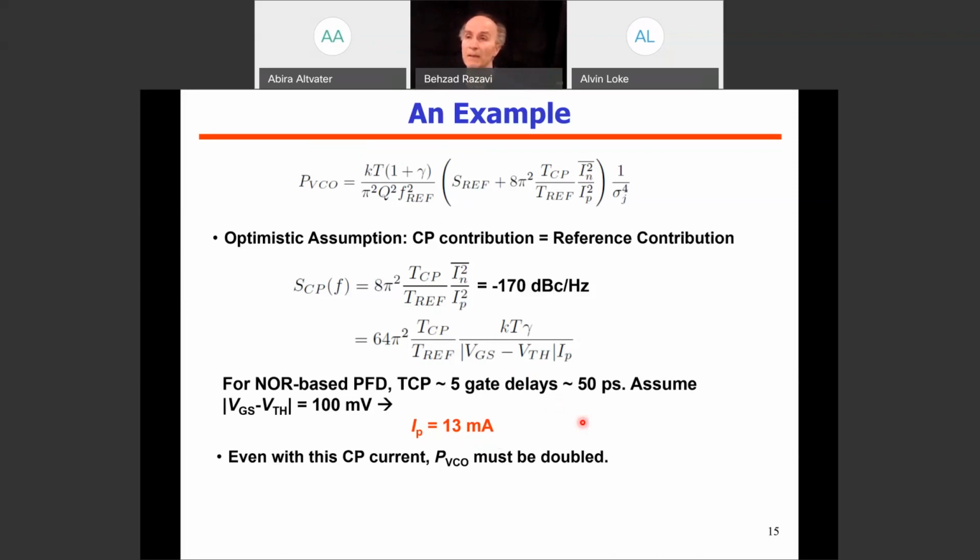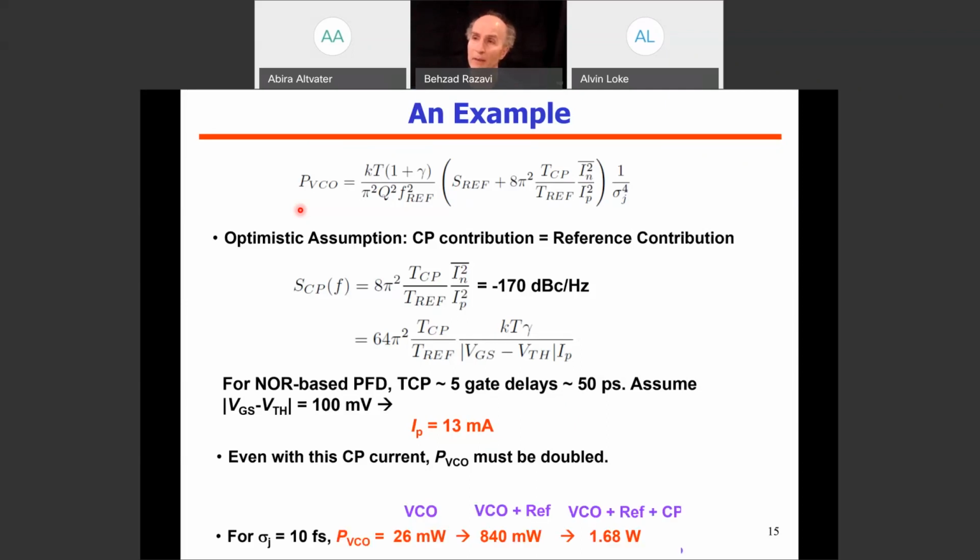And even in this situation, because these two contributions are equal, the necessary power consumption of the VCO still has to double. So all of the numbers I presented before now have to double, even if we design the charge pump to have a phase noise of minus 170 dBc per hertz. So that continues to deteriorate the situation.